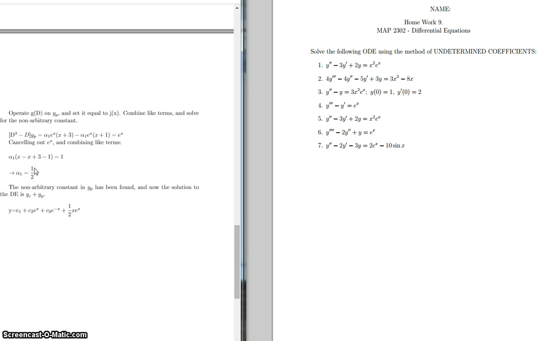Alpha 1 is 1/2. The non-arbitrary constant in yp has been found, so the solution to the differential equation is yc plus yp. We have c1 plus c2 e to the x plus c3 e to the negative x plus 1/2 x e to the x.